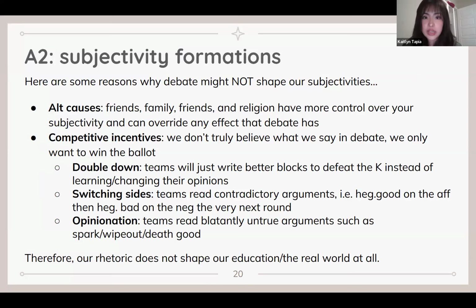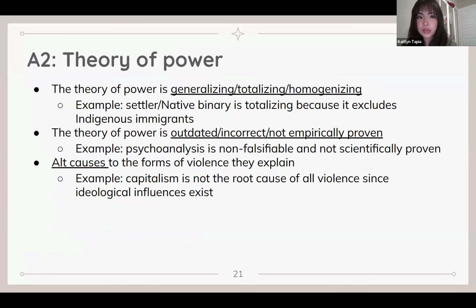The AF will try to say that debate has a minimal effect on our subjectivities because alternative factors like friends, family, school, and religion are more influential, and the fact that there are competitive incentives, right? We're just in here because we want to win the ballot, right? Not really because we care about the issues that the critique presents, which means debate cannot shape our subjectivities. And the negative will have arguments to counter each of those warrants, but TLDR, the AF says debate doesn't shape our subjectivities. The negative says, yes, debate does shape our subjectivities.